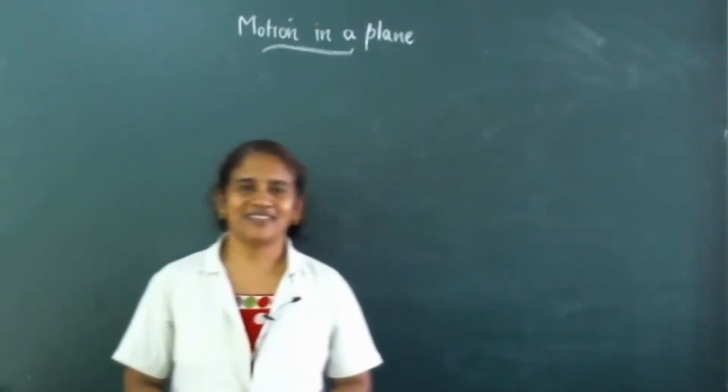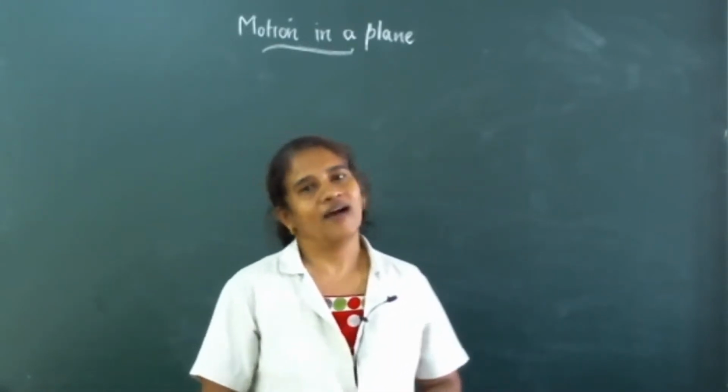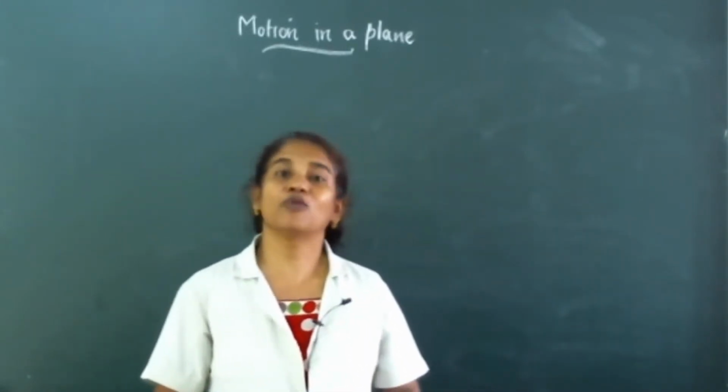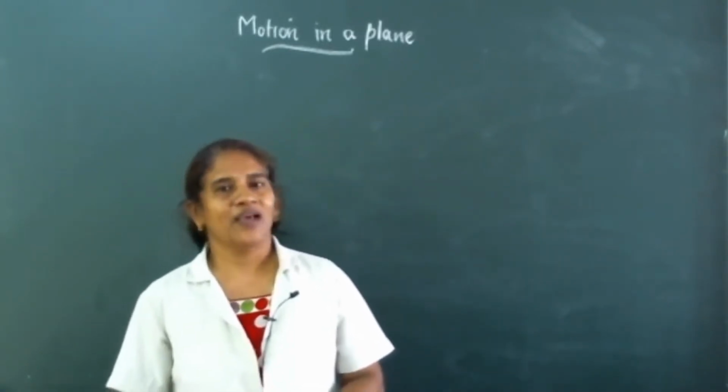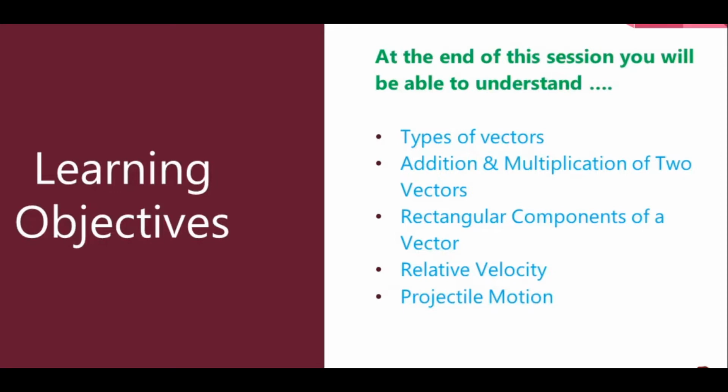Hello my dear students, again we are in our physics class. We are going to start our next chapter, that is motion in a plane, right? So let us see today's objectives. Today's objectives are types of vectors. Some vectors we are going to study today related to vectors itself, their addition and multiplication. Then what is meant by rectangular components of a vector. Then relative velocity as well as projectile motion.